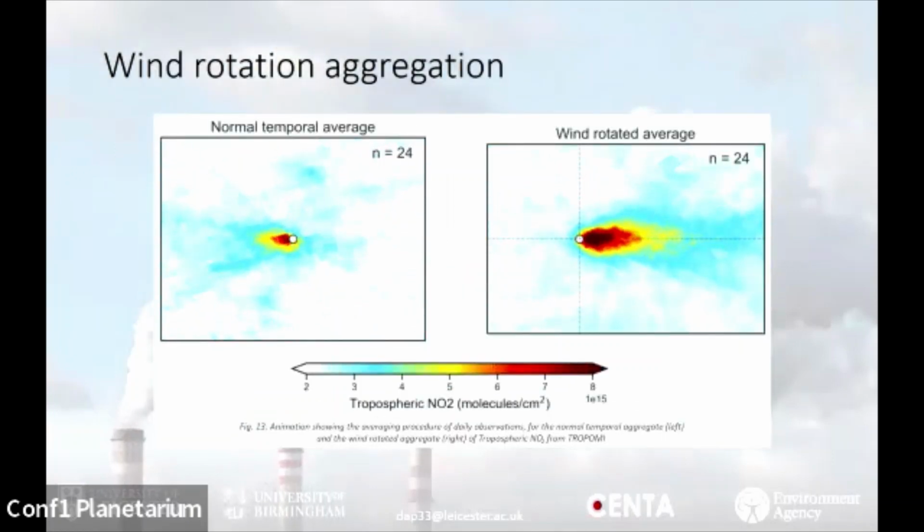This animation is just showing that process compared to the normal temporal average. On the left is just averaging every observation that passes quality filtering requirements. On the right is doing the same thing, but doing that wind rotation process. And you can see how we're getting an averaged view of the plume rather than the temporal average, which just gets smeared by these variable winds.